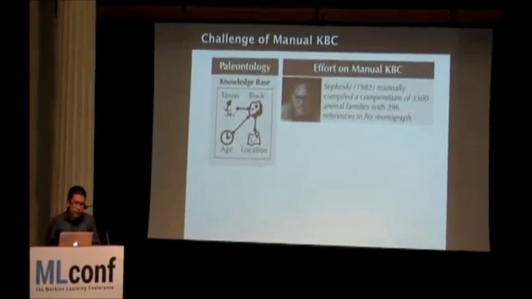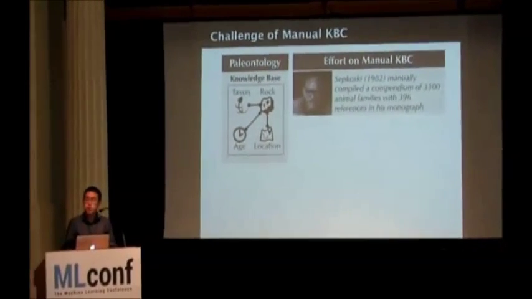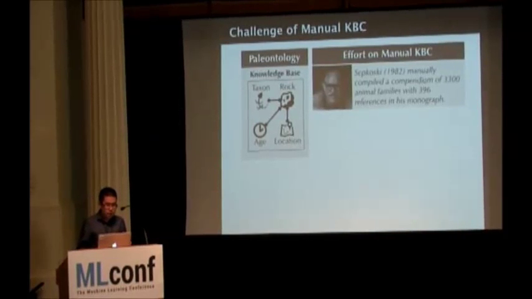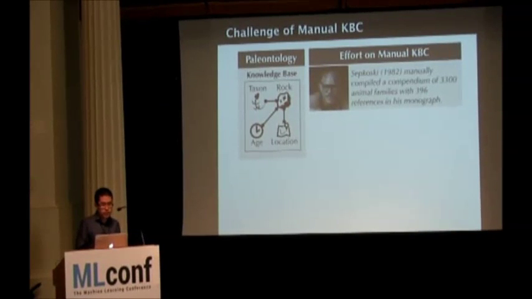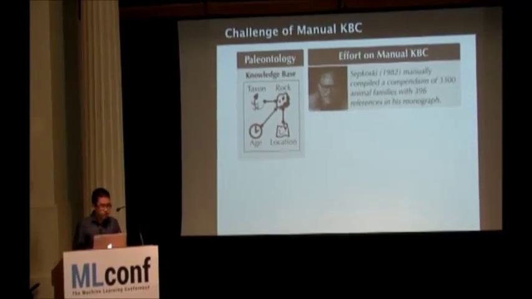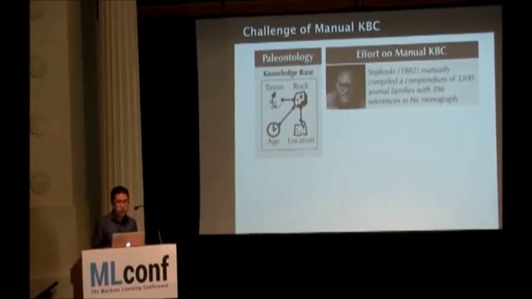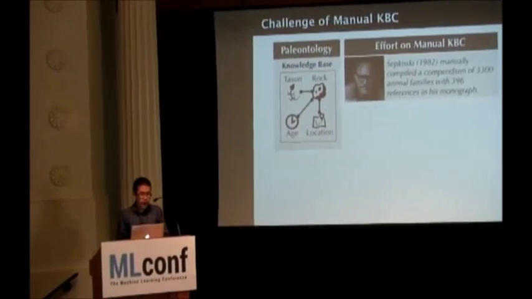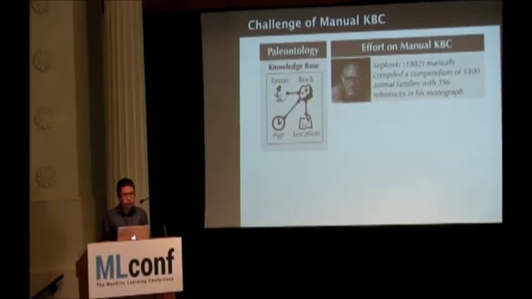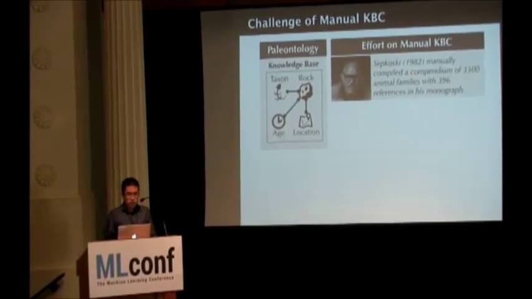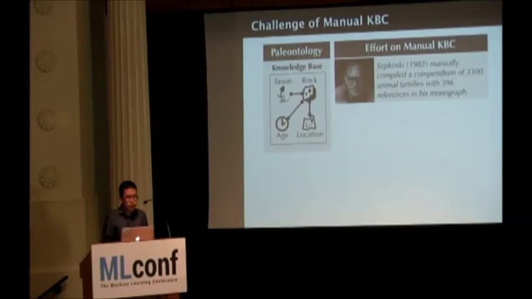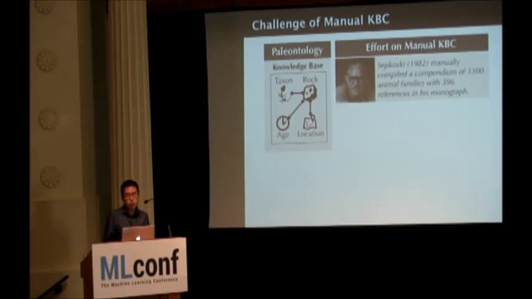It was like 30 years ago. There's a very famous geoscientist called Szymanski. He manually compiled a knowledge base that contains more than 3,000 animal families by reading facts from like 400 different references. This monograph alone has been cited hundreds of times and led to many important scientific discoveries.